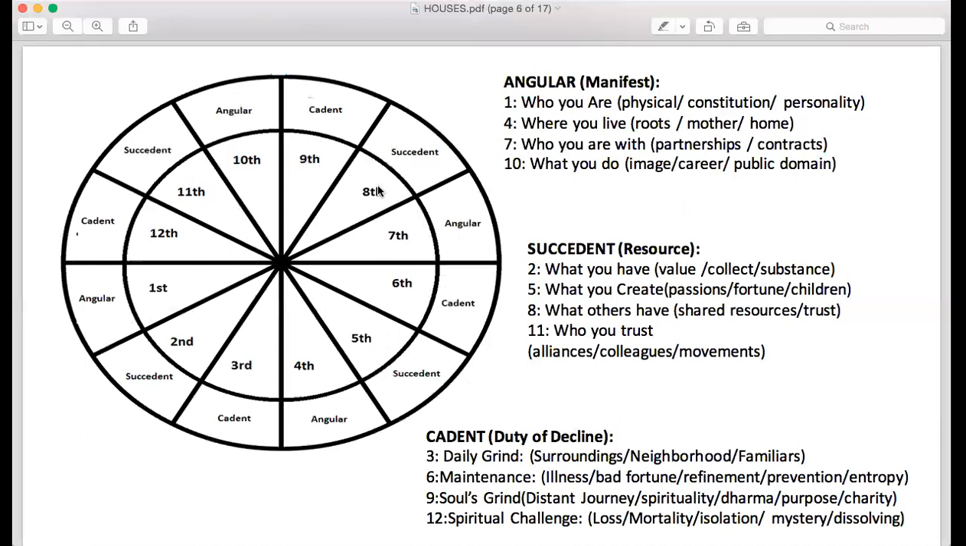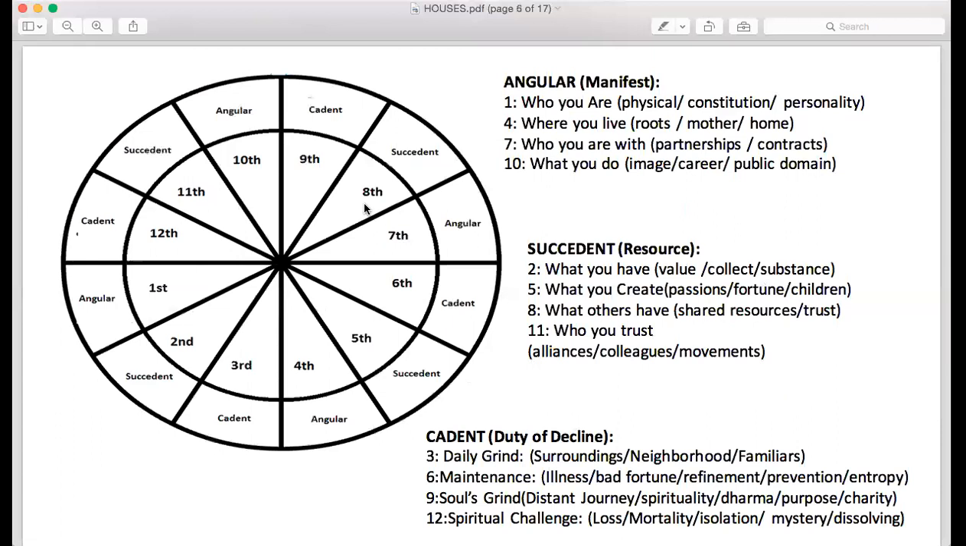The 8th is now above the horizon, what others have. So it went from what you have to opposing it 180 degrees. It's from what I have to what you have. And this has to do with inheritance, trusts, both of money and resources, but also literally trust, because this house has to do a lot with change of fortune as well.